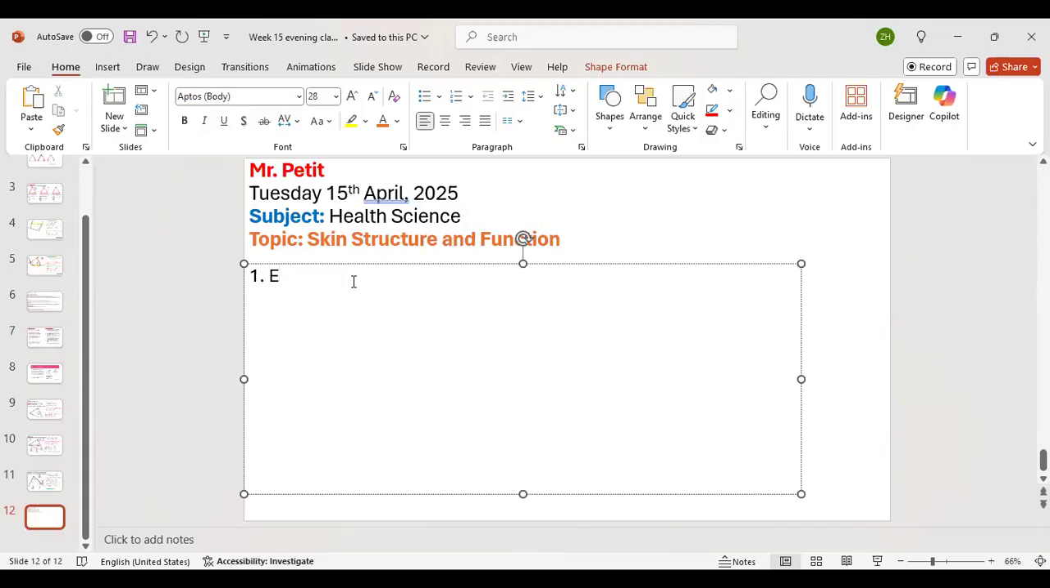So we're going to start with the epidermis. The epidermis is the top layer. This is the part that you see, the part that people judge you by: black, white, yellow, green, whatever.